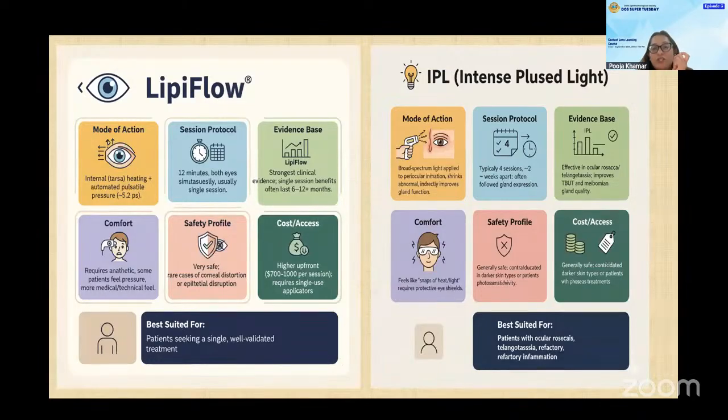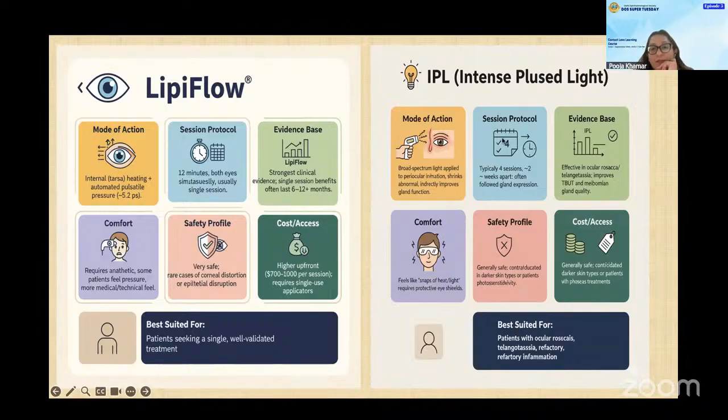Now, all the procedures are different from each other. Like LipiFlow is a thermal pulsation therapy where it's heat and massage on the eyelids. However, the biggest concern since the time it was introduced is the cost. It's quite costly and it's a single use applicator, so you can't keep redoing it. And sometimes with one visit, the patients may not benefit. So here the concern is the cost.